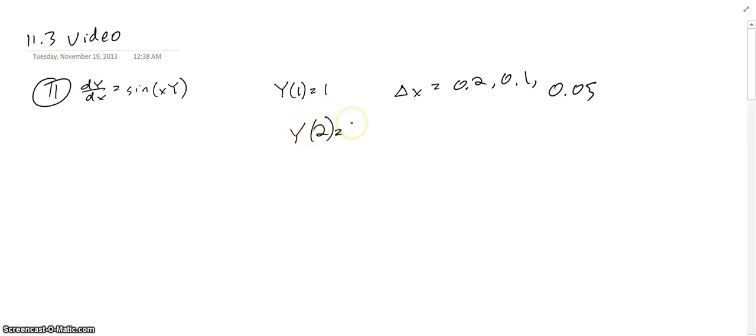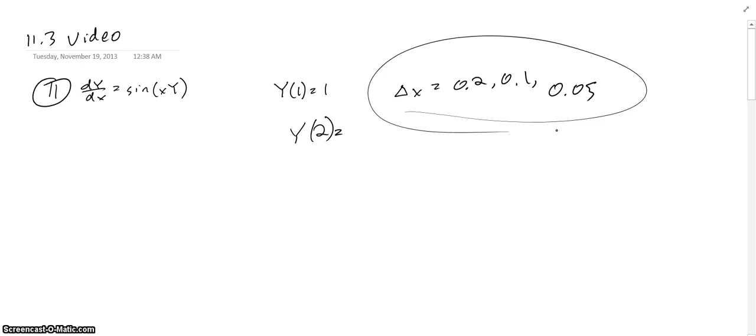And how we're going to do that is we're going to calculate what y of 2 is going to equal using Euler's method for these three change in x values. That's going to take a while, so I'm going to get started on that.